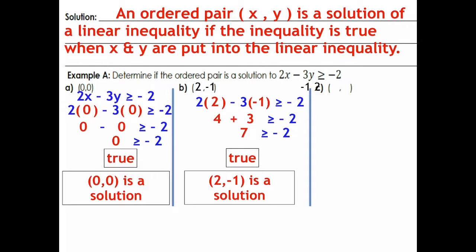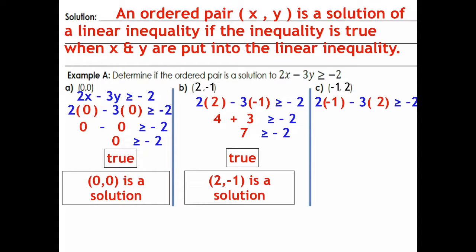All right, now for the last one, we're going to put negative 1, 2, and we're going to go ahead and write it with the parentheses, and then go ahead and put in negative 1 for the x and 2 for the y. Now let's go ahead and solve this. Go ahead and solve it. Tell me if it's a true or false statement.